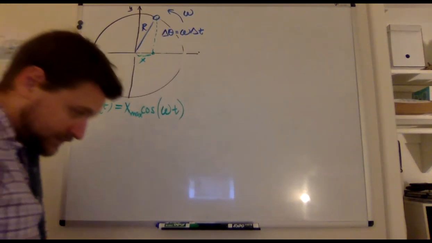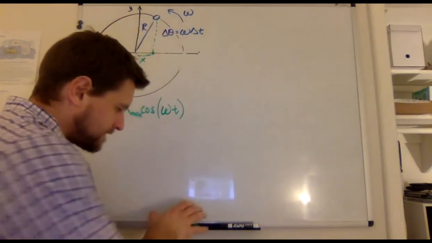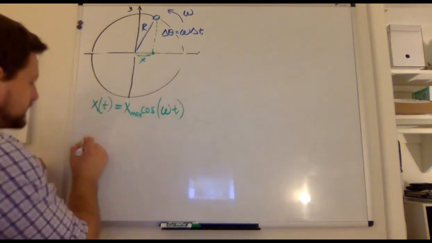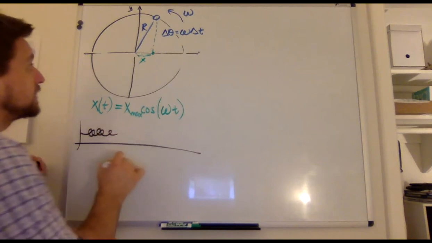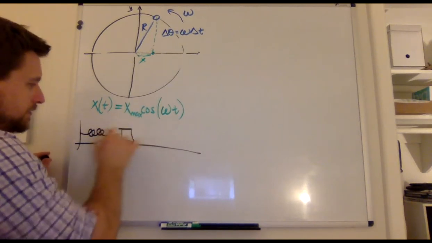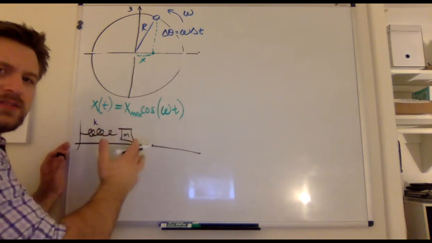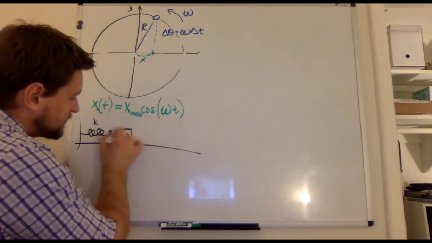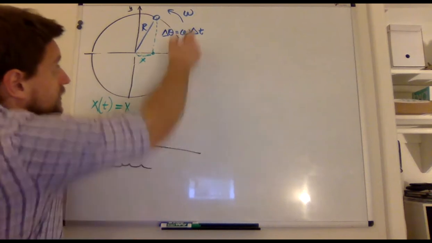Now, remember, this is meant to represent the situation where we've got a spring and a mass. Let's make it horizontal so that we don't need to worry about gravity. And we're going to pull that mass, stretch it, so that the initial position is here.